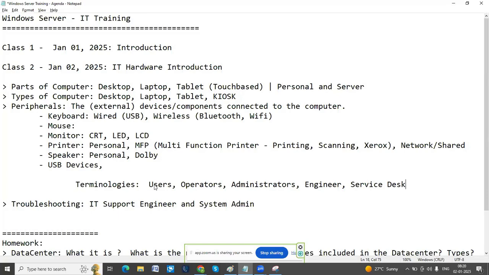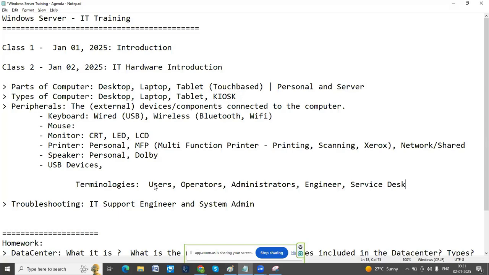Any person, one person or 10 persons, whoever uses the computer is called a user. What type of computer? If I'm using a kiosk machine, I am a user. If I'm using a laptop, I'm a user. If I'm using a tablet, still I'm a user. Whether for personal purpose, office work, or company purpose, whether I'm an employee or a customer, anyone who uses the computer is called a user. Getting my point? This is the general part.